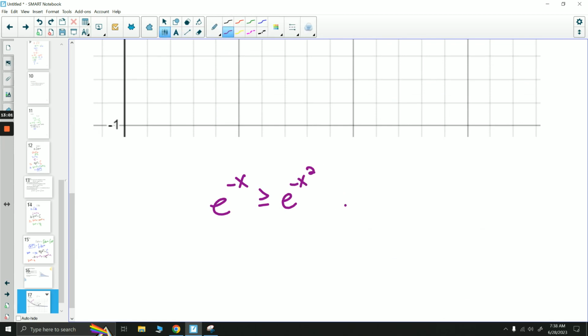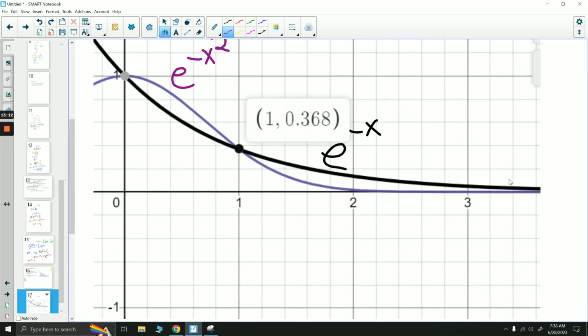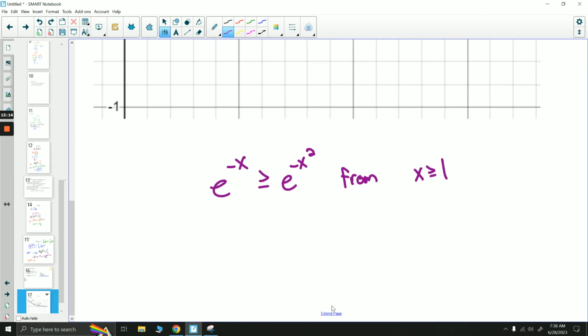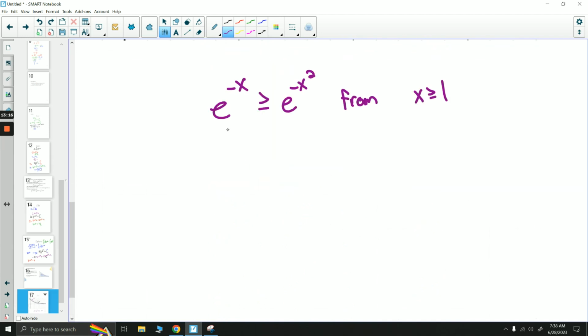from x greater than or equal to 1. Basically, from this point onwards, it's fine. So all we have to show then is that the integral from 1 to infinity of e to the negative x dx converges.